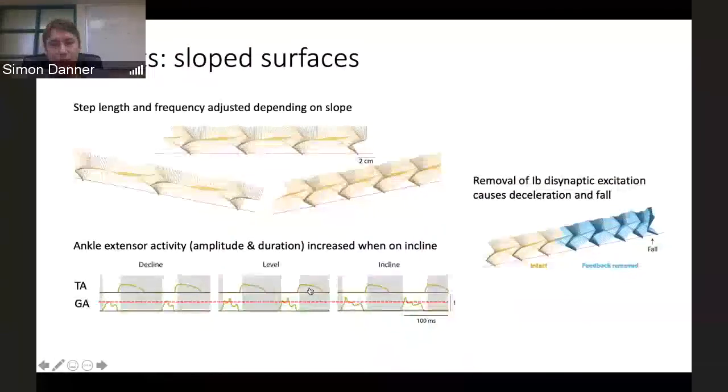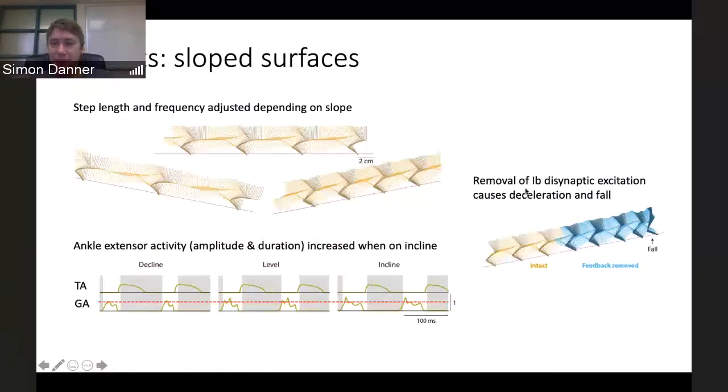So now we can also look at this more analytically and look at the steady state when the model is running on a level surface, on a decline, and on an incline. You can see that the step length is adjusted, and also the step frequency. And if we look at the ankle EMG activities, well, not EMG, but motor pool activities, at decline, level, and incline walking, you can see that the gastrocnemius activity is changing, increasing both in burst duration and amplitude when we go from decline to level to incline walking. You can also see the change in the frequency, while the TA activity almost remains the same.